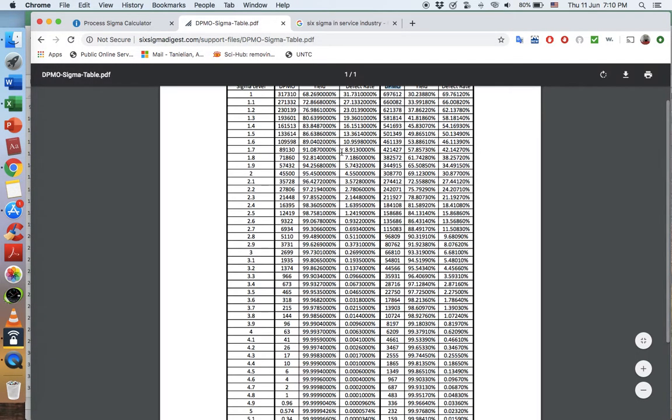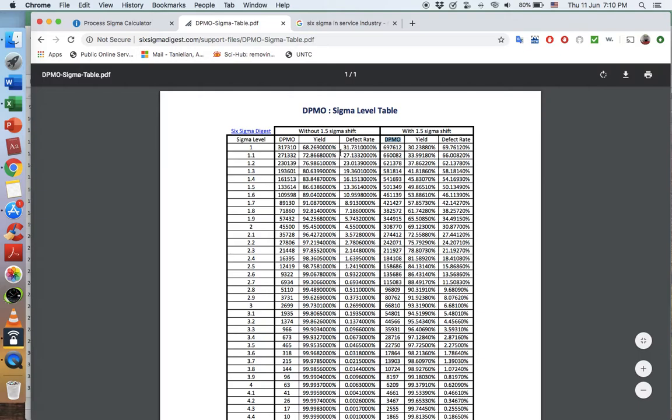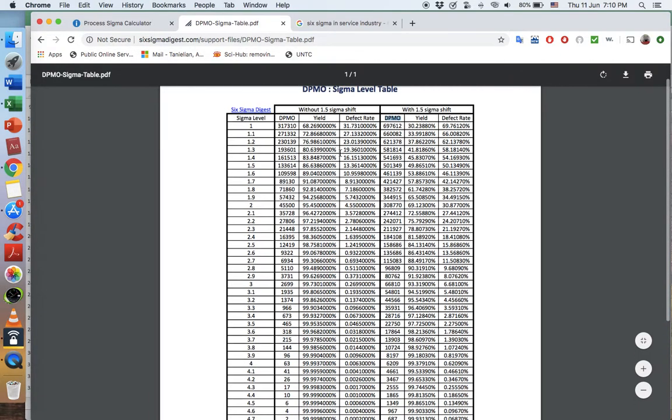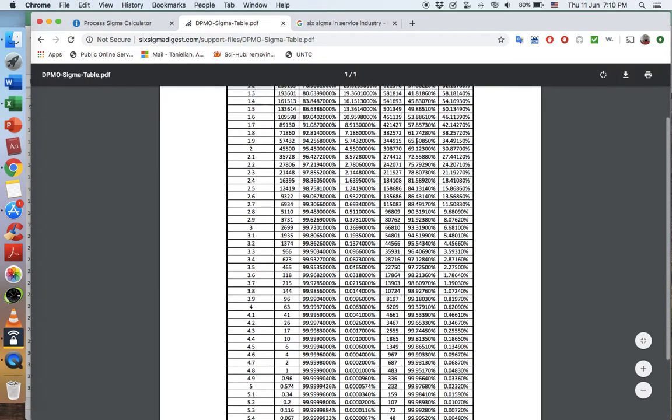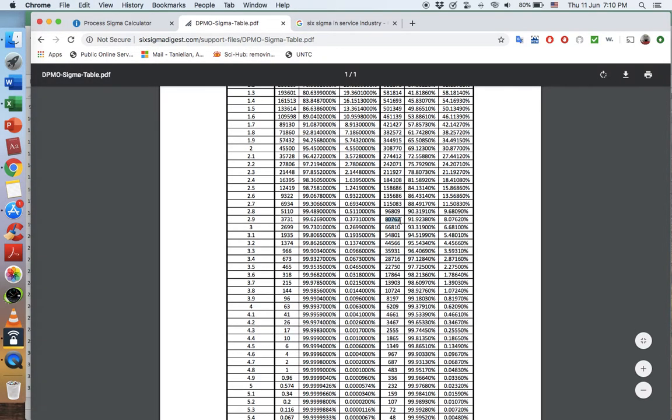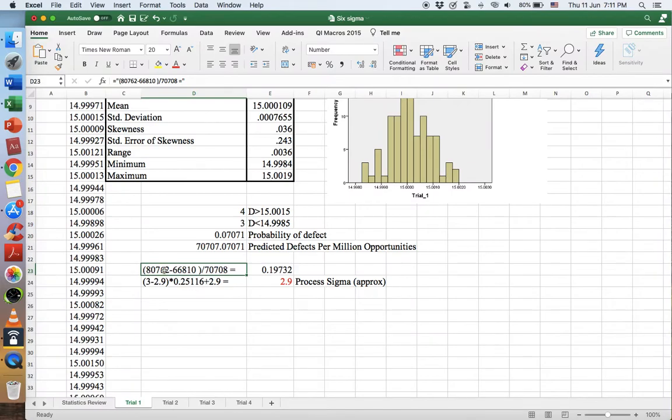Right? Some of you have seen z-score tables. Theirs is very, very similar. So we're looking at a table, and we are at 70,000. So we're with a 1.5 sigma shift because we want to make sure that our products are stable over the long run. So we're between these two numbers here, 66,810 and 80,762. And so to get an approximation, we go through a little bit of quick math.